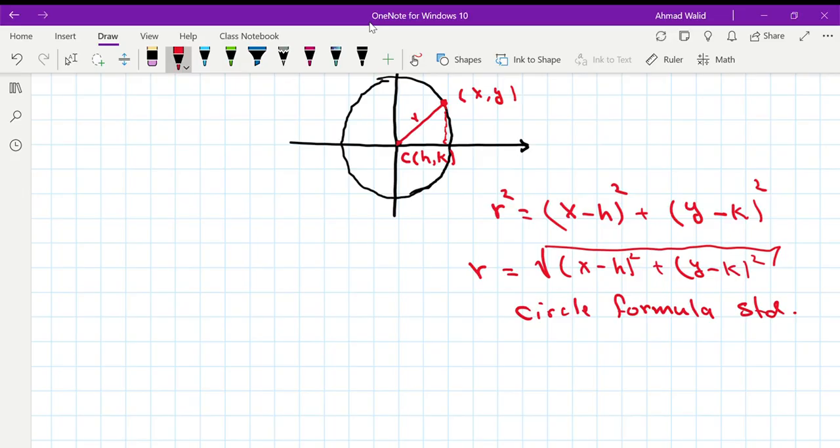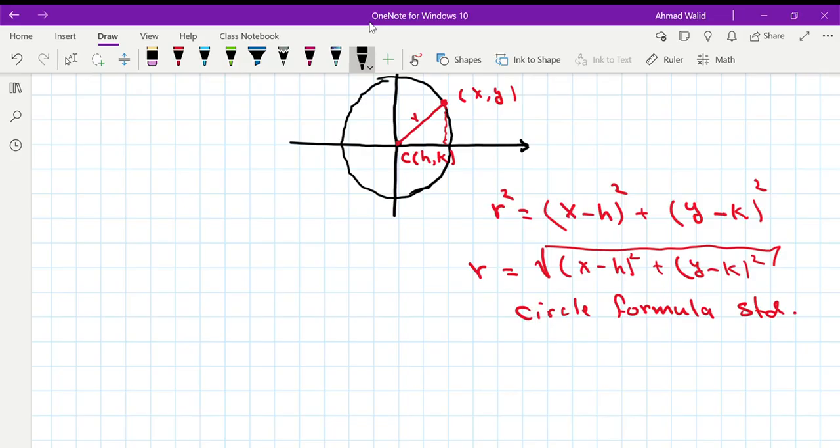Now, if they are asking you to write the equation for the circle, it's really easy to write the equation for the circle. Of course, to write the equation for the circle, you need the point on the circle. Correct? If they don't give you those points, you cannot write the equation for the circle. Correct? Let's do an example.